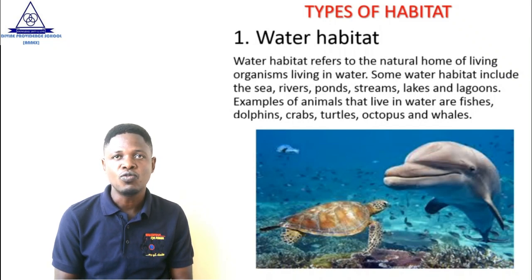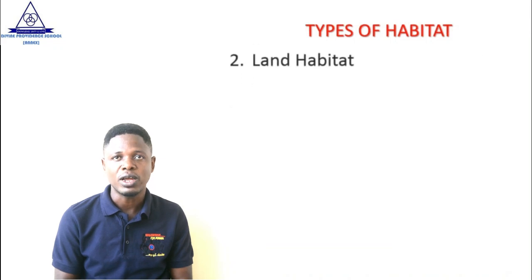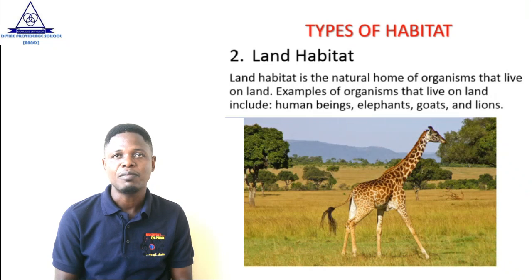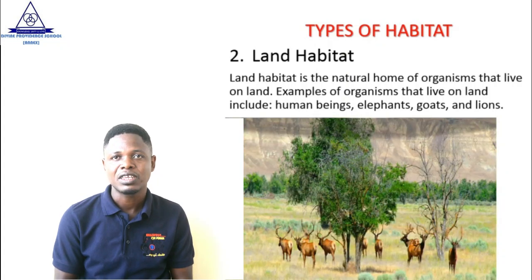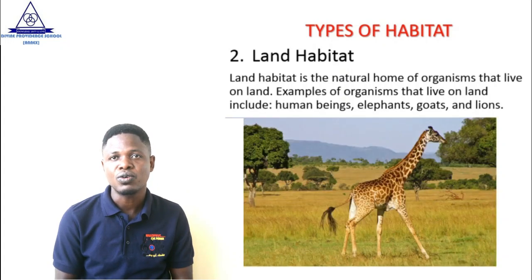Now, we quickly move on to the second one, which is land habitat. Land habitat, as the name implies, is land. That's animals that live on land. Let's look at the definition of land habitat. You can see some animals on the screen, which is very beautiful. One in a desert, a giraffe, as you can see from the screen.